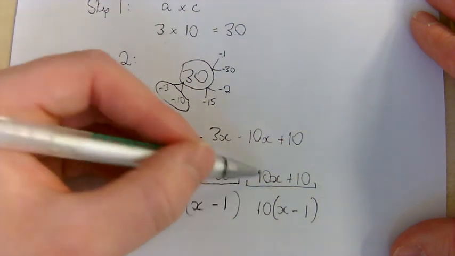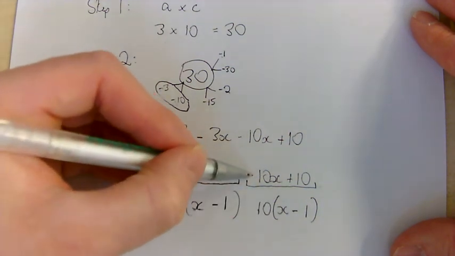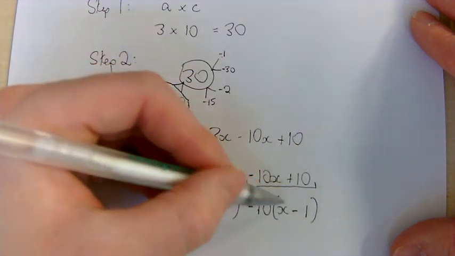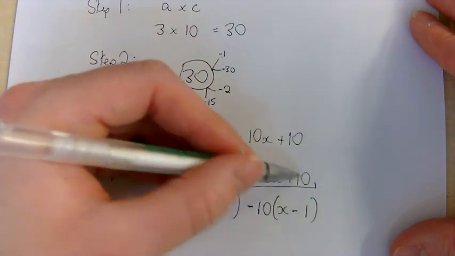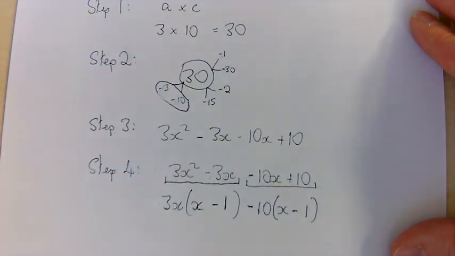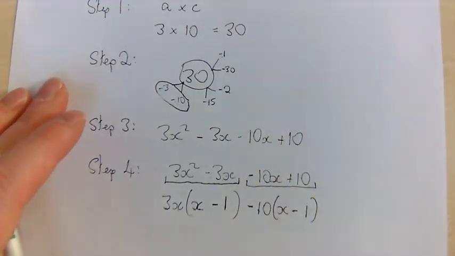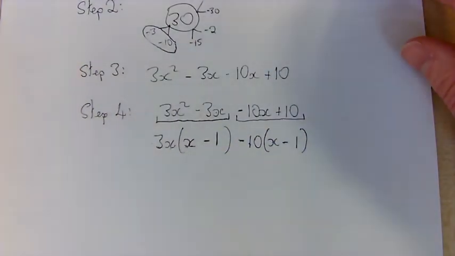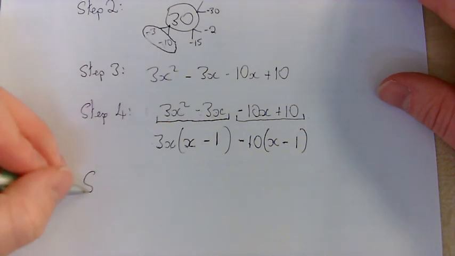10 times x does not give me minus 10x. This would have to be a minus. Minus 10 times minus 1. Well, 10 times 1 is 10, and negative times a negative is a positive. So this does need to be a negative 10 outside the bracket. And we've got the same terms in both brackets, which means we're good to move on to step 5.